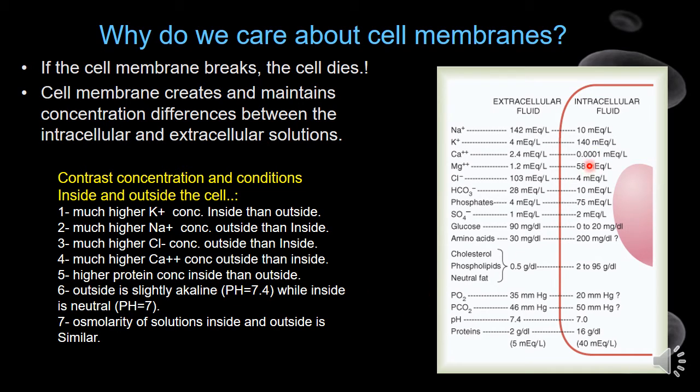The pH inside the cell is around 7, outside around 7.4. The total amount of ions is called osmolarity. The total amount of ions outside the cell and inside the cell are almost similar. In other words, the quantity of ions inside and outside is similar.